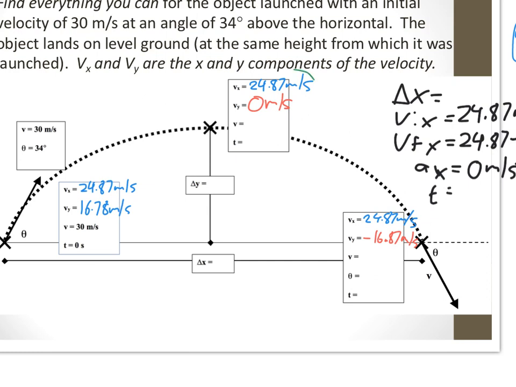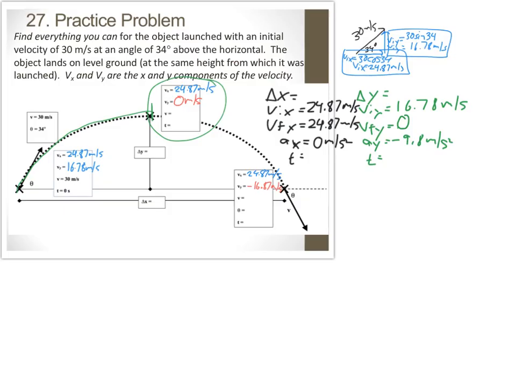I'm going to pick this one, so I'm really going to be thinking about going from the beginning up to the peak. That's the portion of the flight that I'm going to be thinking about. So I'll use that final y velocity as 0 to solve for some other things. I make that final y velocity equal to 0, and now I can solve for this delta y, which will be the displacement at the peak, and I can solve for the time.